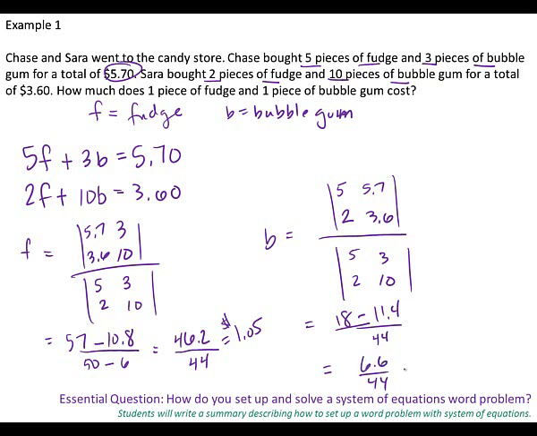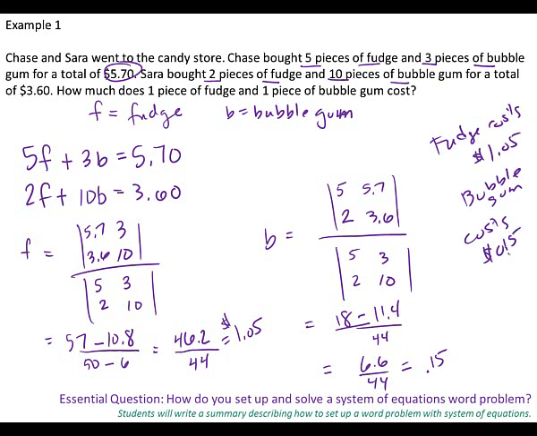6.6, 6.6. Okay, and then divide that out. What do we end up with? 0.15. All right, so which kind of makes sense, right? Bubblegum should be way cheaper than fudge. All right, so we would say that fudge costs $1.05 and bubblegum should be one word, costs 15 cents. Is that a proper sentence? Not really. Okay. But you need to at least kind of tell me, summarize your answer there.